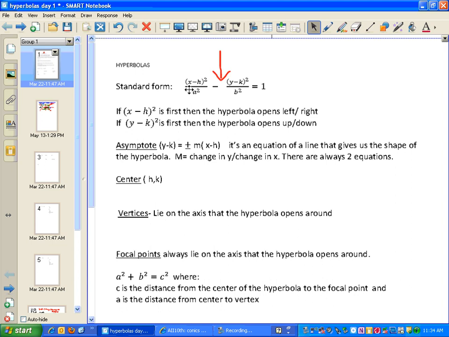Okay. I have a minus sign here. This is the first time I've ever seen a minus sign between my x and my y. Oh, so you could have a plus there, but a minus in front of there. Then whatever is positive is the direction that it opens. Okay? Has nothing to do with my denominators. All right. You have asymptotes, because if you look on your little sheet, your asymptotes are those diagonal lines. They're an equation of a line, and they will determine how wide or how narrow your hyperbola is going to open.